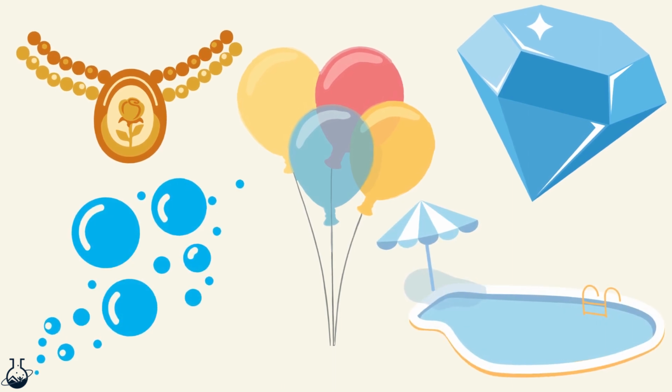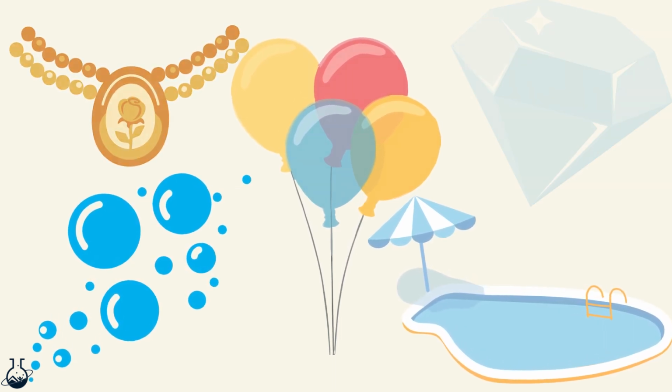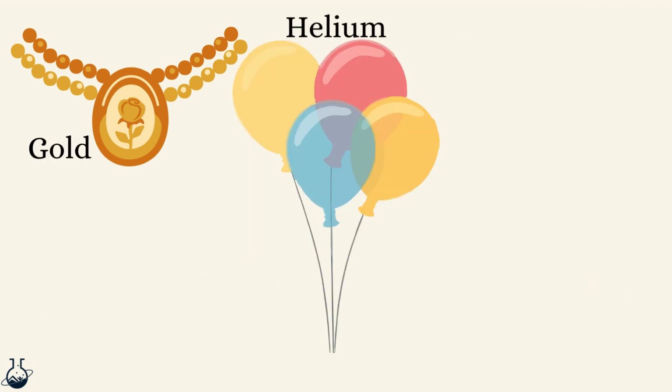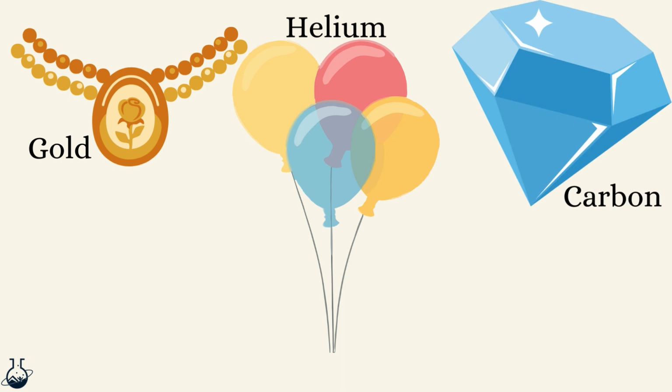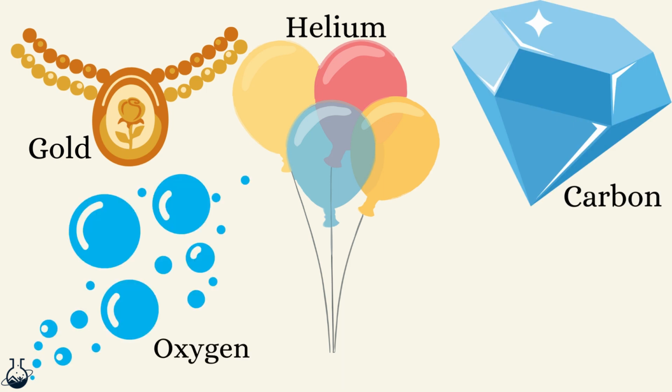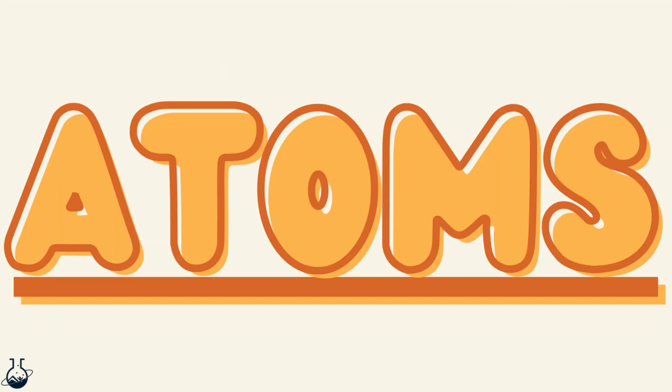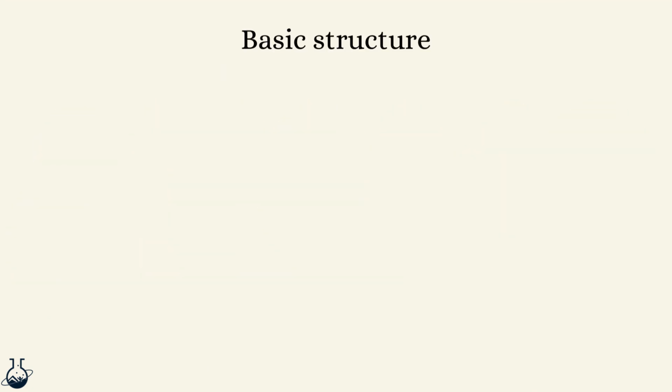Everything around you is made of matter, in other words, stuff. Pause the video here and see if you can guess what stuff these pictures might be representing. Well done for having a go, guys. We have gold, helium, carbon, oxygen, but some things are made of more stuff. For example, water is H2O, made of hydrogen and oxygen. These are all examples of atoms. Atoms have a basic structure, which we'll go through now.